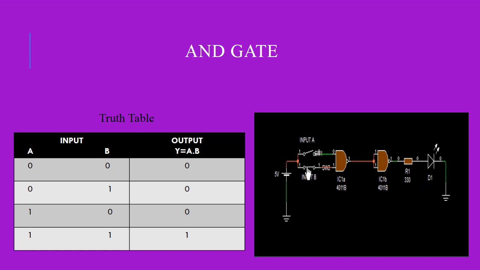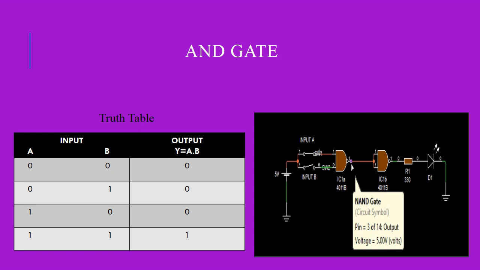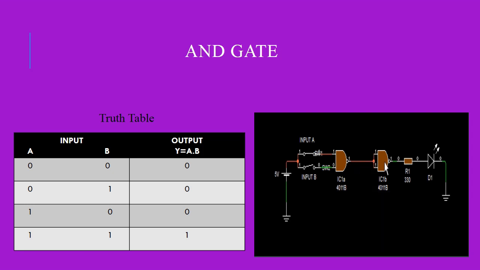Third condition, when A is 1 and B is 0, that means switch 1 is closed, switch 2 is open. So this is the condition. This is 1, this is 0, this is 1. So this is 1. This one is connected with this terminal, and from here we get 0, and thus LED will be in off condition. So this is the third condition of the truth table.